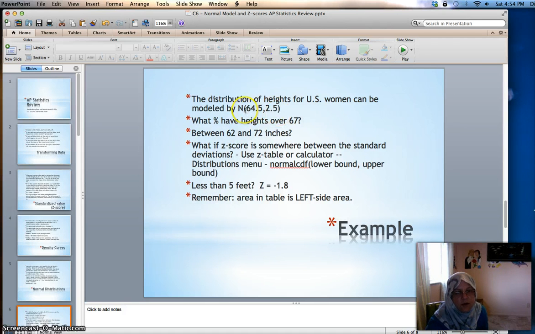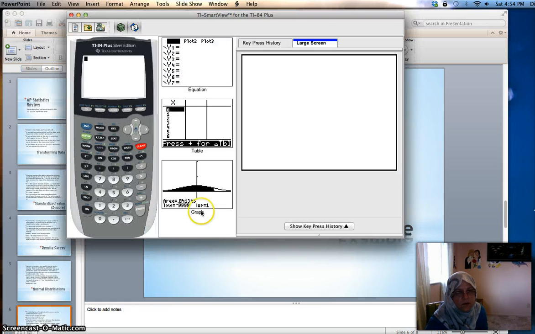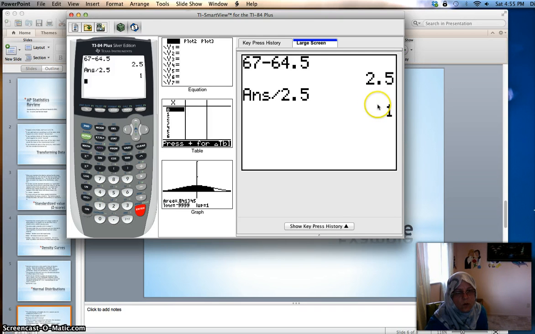So let's look at a problem. The distribution of heights for U.S. women can be modeled by a normal model with a mean of 64.5 and a standard deviation of 2.5. What percent of women have heights over 67 inches? Okay, well let's go calculate the z-score. 67 minus the mean, divided by the standard deviation. So 67 has a z-score of 1.